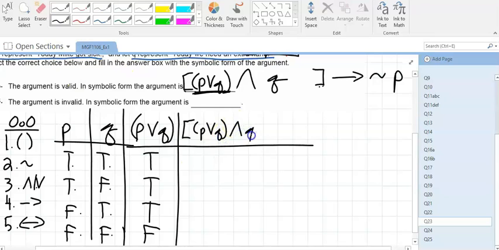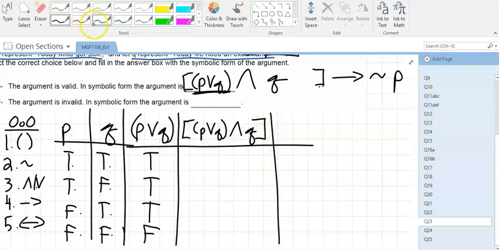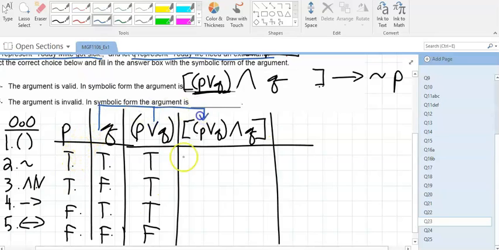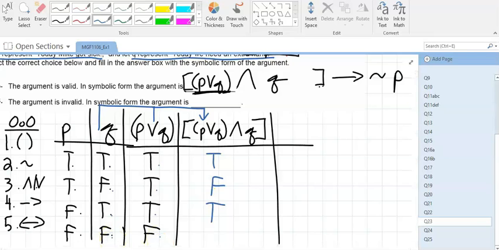And we want to do an and with the Q. So here, we're going to use these 2 columns right here to help us answer that one. So again, ands are only true when both are true. So we got true, true. We got false, true. We got true, true. We got false, false. All right.